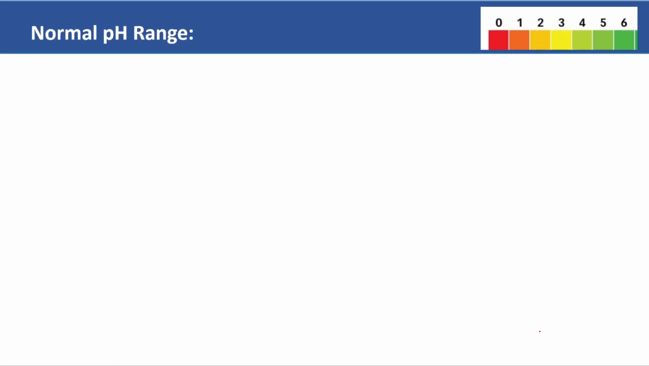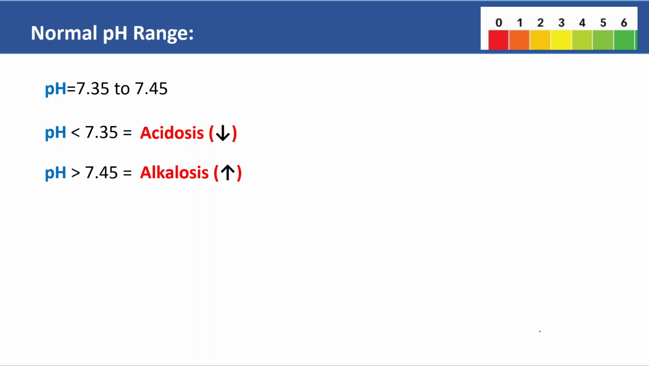The normal pH range in the blood is 7.35 to 7.45, and if the pH is less than 7.35, you call that acidosis. And if it is more than 7.45, you call it alkalosis.